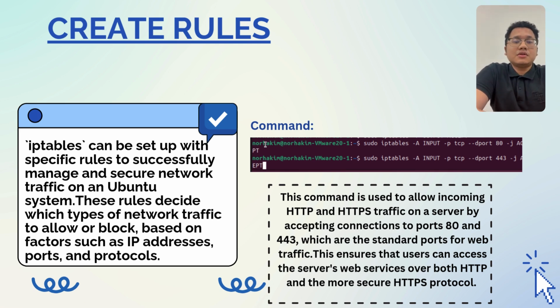For the example command, this command is used to allow incoming HTTP and HTTPS traffic on a server by accepting connections to ports 80 and 443, which are the standard ports for web traffic. This ensures that users can access the server's web service over both HTTP and the more secure HTTPS protocol.